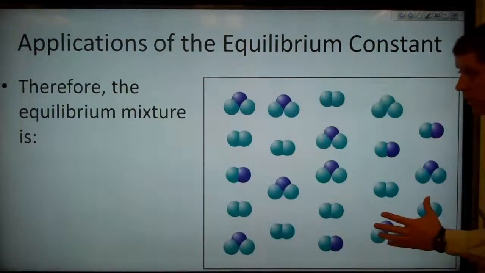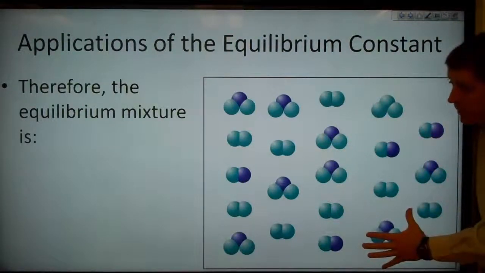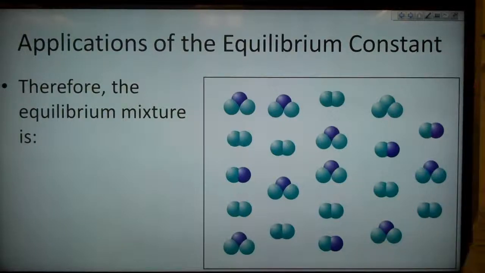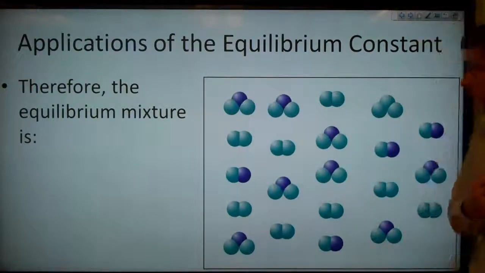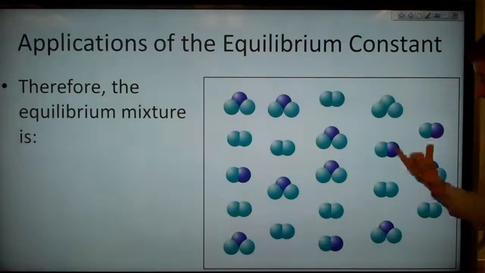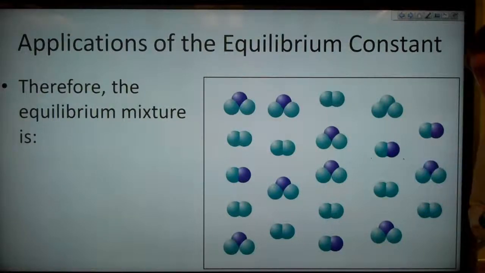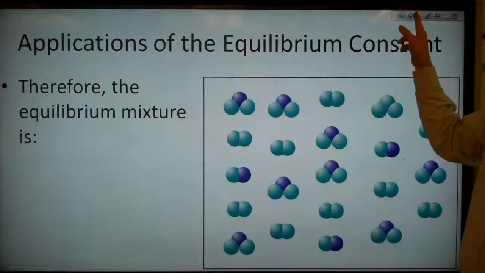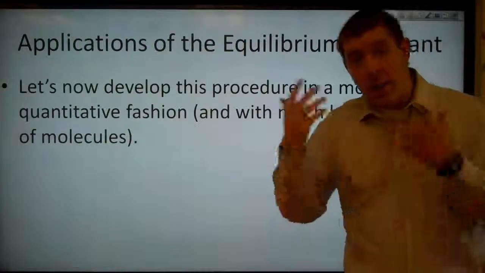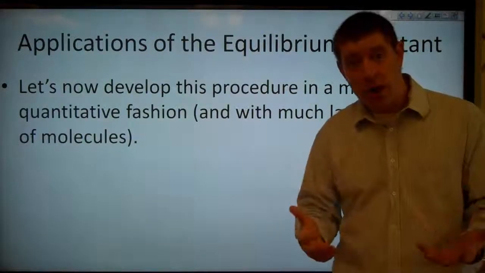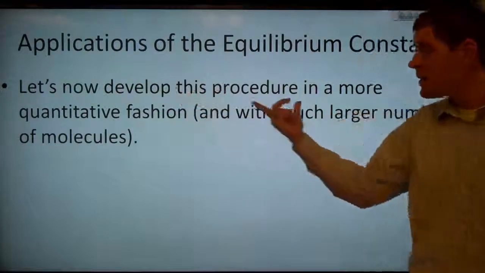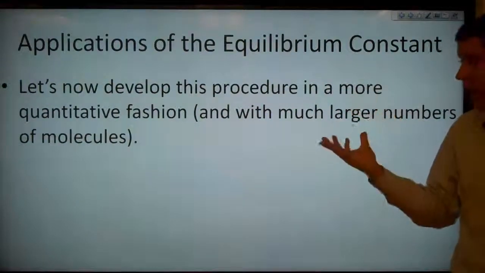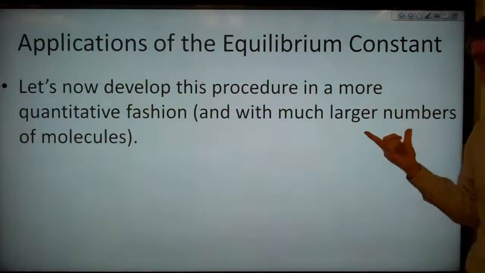And that means that our equilibrium mixture looks like this. So now we have some of our products. We've got one product molecule there. We've got a second product molecule here. Here's one of our reactants. And there's another one of our reactants. So we have both of our reactants around, we have both of our products around, but we have more of our products than we do reactants. So let's now develop this procedure in a more quantitative fashion and with much larger numbers of molecules.